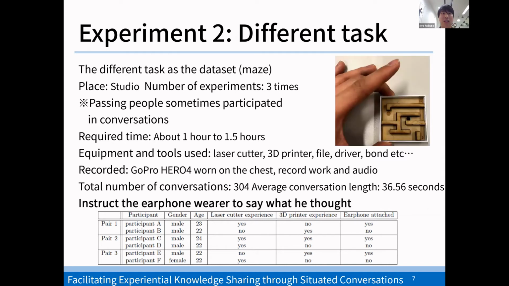We also conducted another experiment with different tasks. The reason was to confirm if our users can utilize presented conversations even when performing different tasks. The task this time was making a maze. Participants were the same as experiment 1.